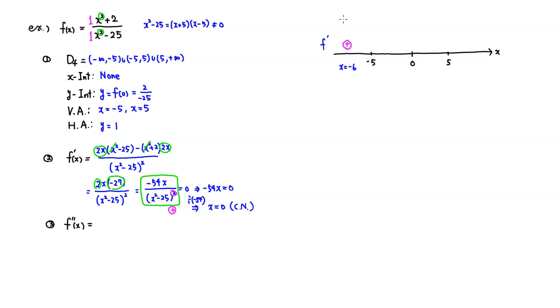Right? Then we can try any number between negative 5 and 0. So I'm going to try x equals negative 1. So you have a negative 1 times 54. So it's still going to be positive. So we have that. Alright, after that, between 0 and 5, so I'm going to try x equals positive 1, right? And negative 54 times 1 is going to be negative, so we have a negative sign here.